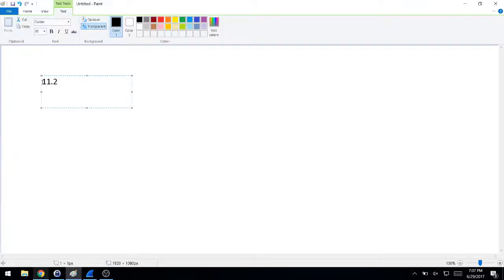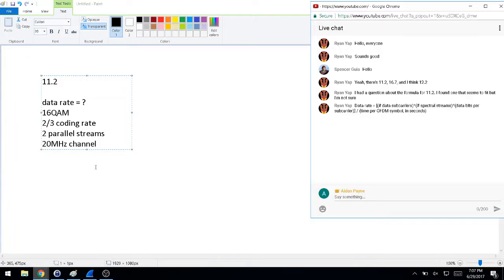For 11.2, we're asked to determine the data rate. So data rate equals question mark. That's what we're trying to find for 16 QAM, with a 2/3 coding rate, with 2 parallel data streams. And then part A is asking us for a 20 megahertz channel. So those are the variables summed up from what we've started with.